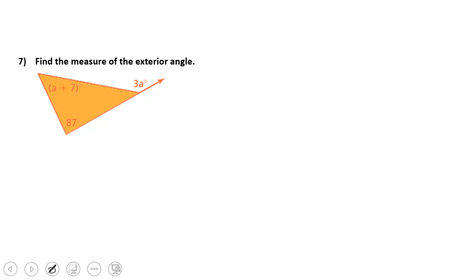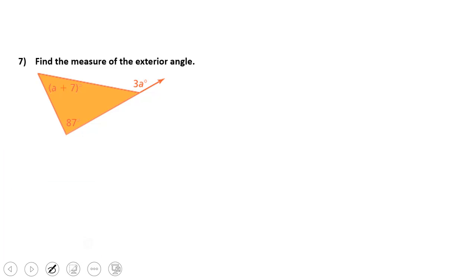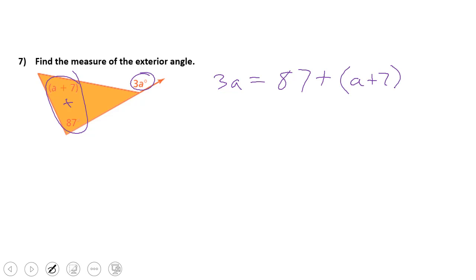Example 7. Finding again the measure of the exterior angles, and it becomes just a tiny bit more challenging, only because we now have some variables in there. But still, the process is the same. The exterior angle, 3A, is equal to the sum of the two non-adjacent interior angles. So we have 87 and we have A plus 7. And we go back to what we learned in a previous unit, how to solve these equations. First thing we have to do is simplify. So we have 87 and 7, like terms on the same side, that is 94, plus A is equal to 3A.